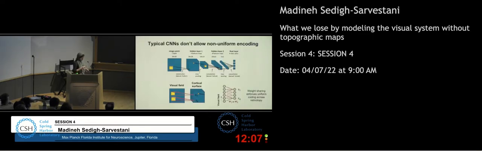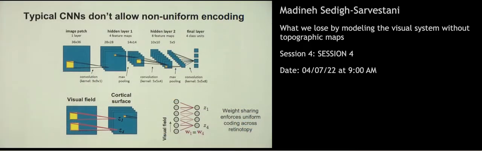And to get a little more specific, most models of the visual system, the leading models, specifically CNNs, inherently don't and can't allow, in their versions now, non-uniform coding just because of weight sharing. So we assume that every pixel location has the same weight, has the same filter, has the same feature properties. So there's this disconnect between brains and models.